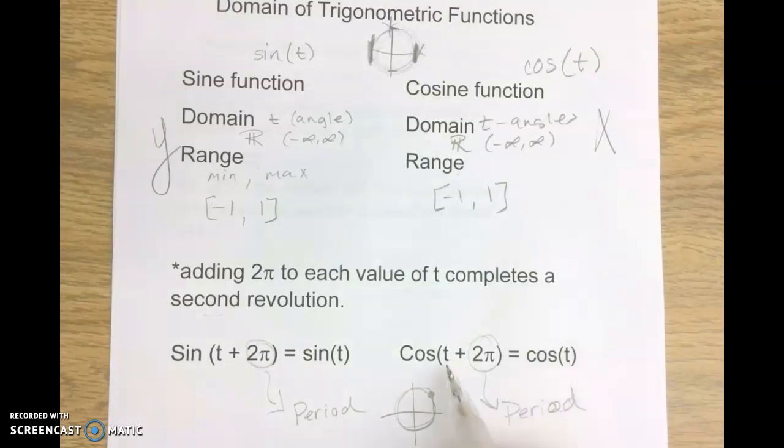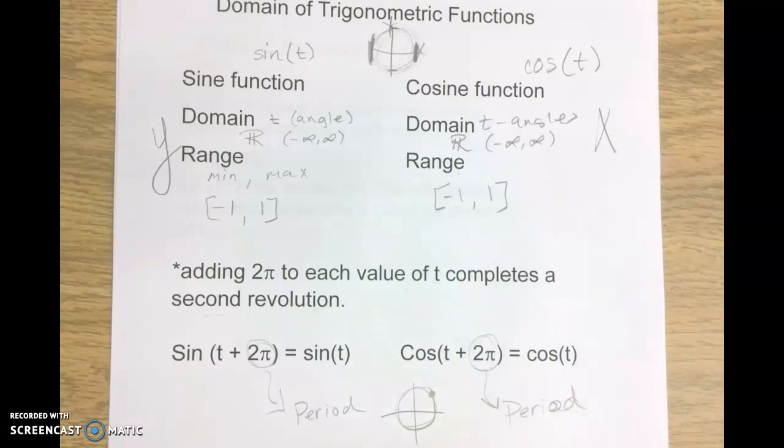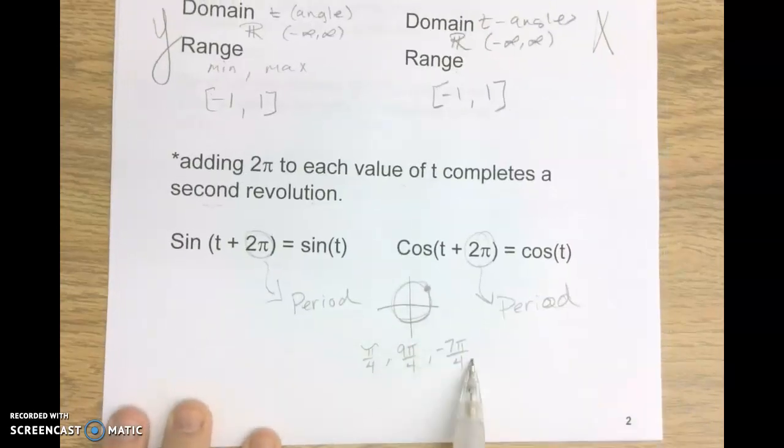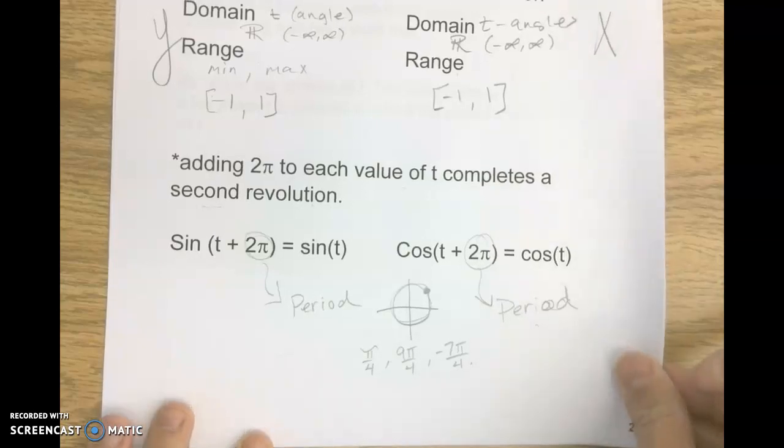I just have to add to the pi/4, so that'd be 8 pi/4. So I've got pi/4. That's going to be the same as 9 pi/4. If I subtract it, it would be a -7 pi/4, etc. So all of these coterminal angles here represent a period, a completed period in these functions.